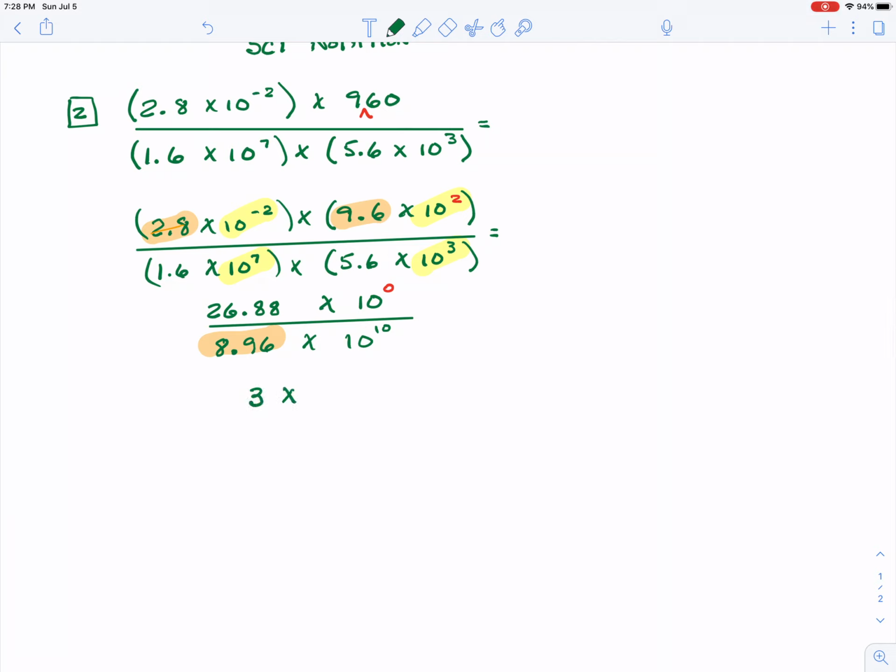And then base 10 here, when I divide bases, you start with the exponent in the numerator and you subtract away the exponent in the denominator. So we end up with 3 times 10 to the negative 10th. That is in scientific notation.